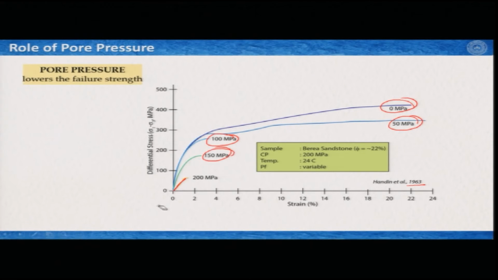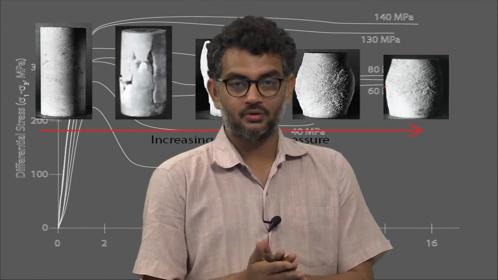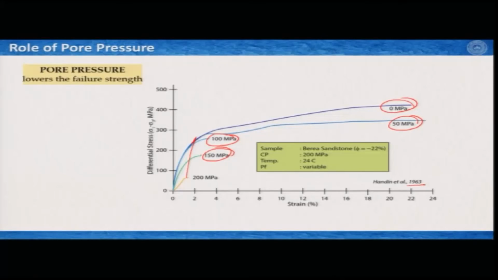But the strength got increased when he decreased the pore pressure from 200 to 150 megapascal. A 50 megapascal decrease of pore pressure increased the strength of the rock. From 150, a further decrease to 100 megapascal, further decrease to 50 megapascal, and further to 0 megapascal, we see that strength and flow of the rock has increased. So, pore pressure effectively lowers or decreases the strength of the rock. This was one of the first experiments where Handin showed this typical phenomenon of deformation behavior.